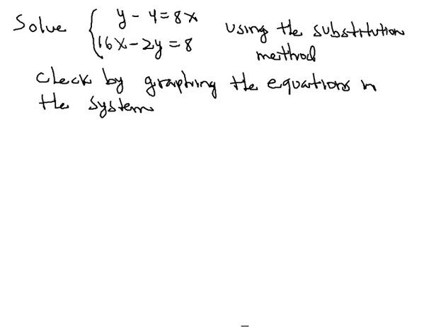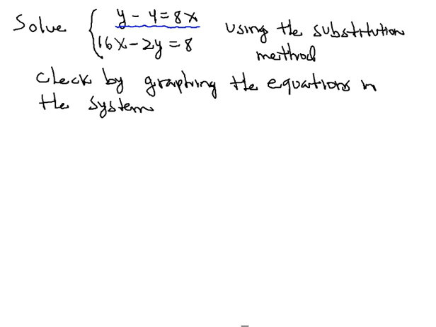Now we're next going to take what we just learned about what a contradiction is and apply that to solving a system of linear equations. So we have the system then, y minus 4 is equal to 8x and 16x minus 2y is equal to 8. And we're going to solve the system using the substitution method.